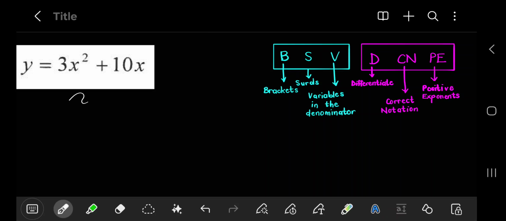Now, to differentiate, on the right hand side, remember, you're going to take the exponent, multiply with the coefficient. 2 times 3 would be 6, and minus 1 from the exponent. So it's going to be x to the power 1, which we don't actually need to show the 1. And for the second term, what happens here?